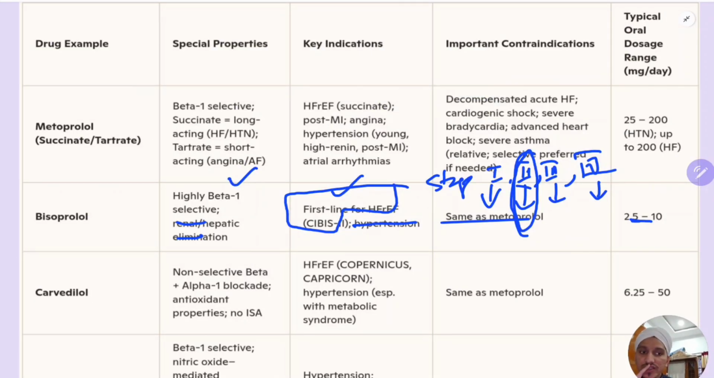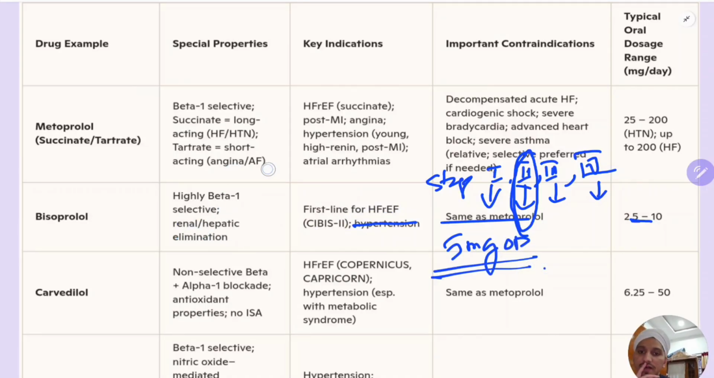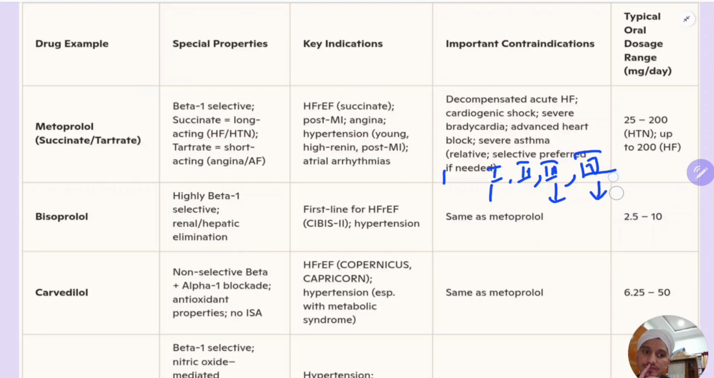So 5 mg OD dose is usually used. 5 mg to 10 mg you can use. 2.5 to 10 mg, beta 1. So it is very much okay. These are the modern guidelines which say to use bisoprolol, but in India metoprolol is very commonly used and carvedilol is used. Still bisoprolol is coming up. The physicians are coming up with the use of bisoprolol and nebivolol. They are not much used. Still metoprolol and carvedilol are more commonly used.